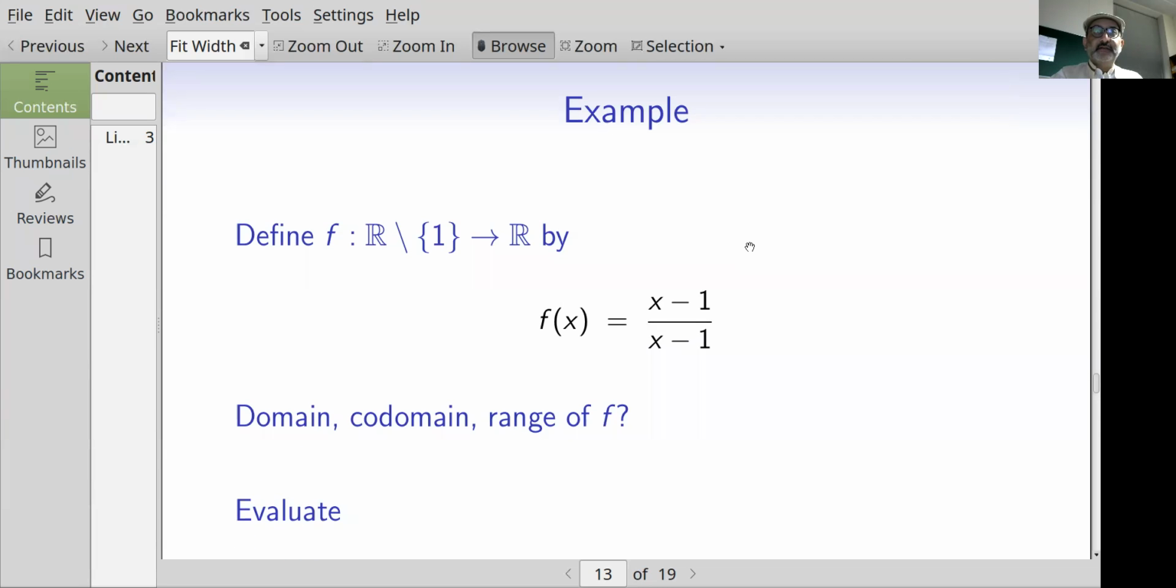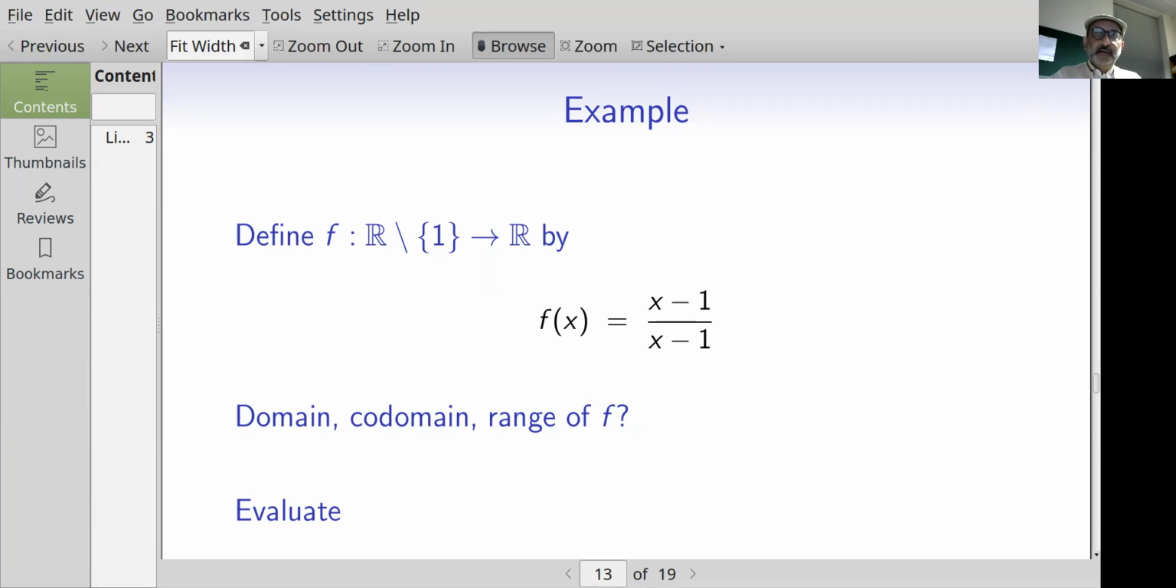Okay. Let's take this one. The domain of this function is the reals except for 1. And let's say the codomain of this function is R. And f of x is defined by f of x is equal to x minus 1 divided by x minus 1. So the function isn't defined when x is equal to 1. And otherwise, the function values would all seem to be 1. So the range of this f is the set consisting only of 1.